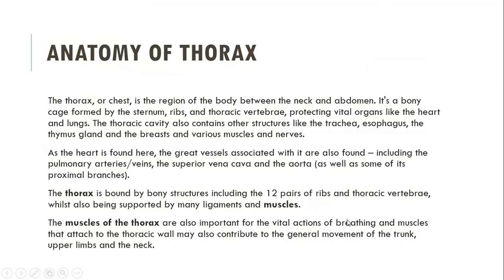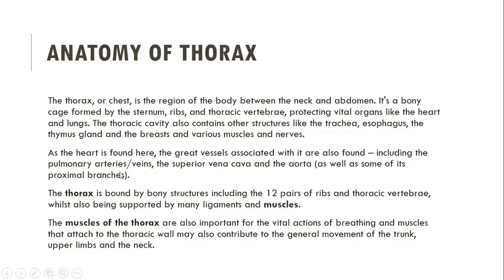Now we come to the anatomy of the thorax. The thorax or chest is the region of the body between the neck and the abdomen. It is a bony cage formed by the sternum, ribs, and thoracic vertebrae, and they protect vital organs like the heart and lungs. The thoracic cavity also contains other structures like the trachea, esophagus, the thymus gland, and various muscles and nerves.